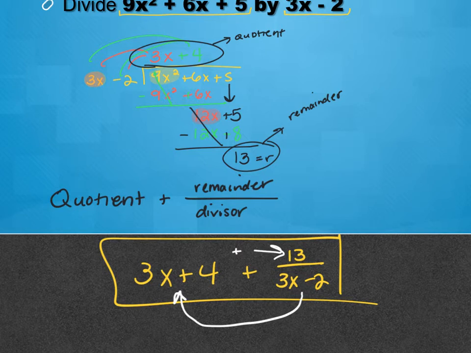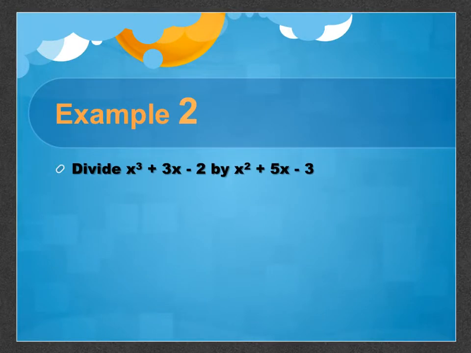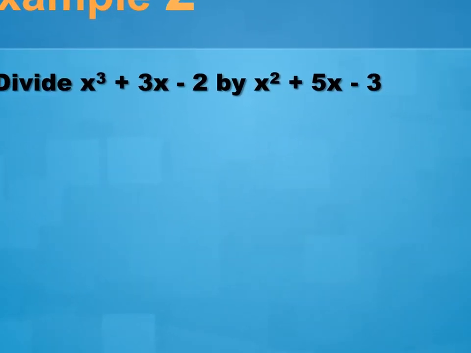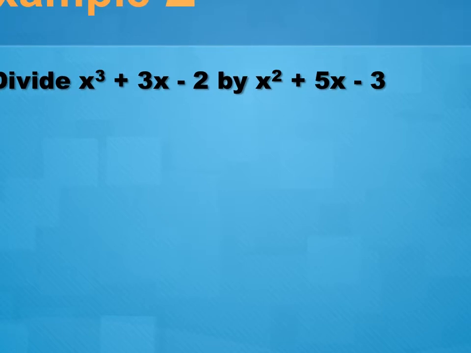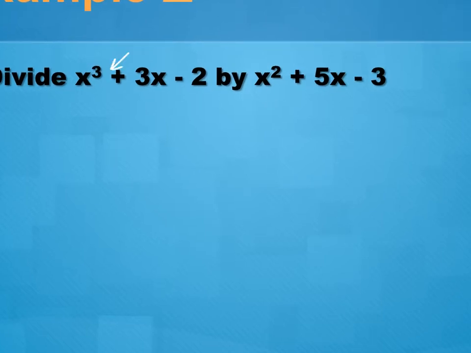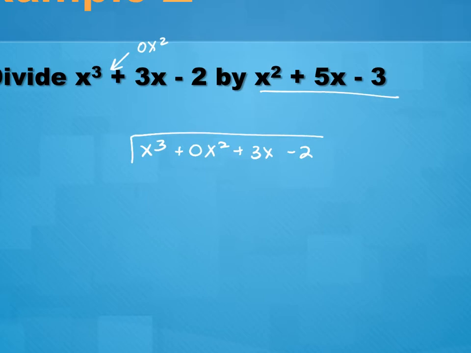Questions so far? Okay, this says x to the third plus 3x minus 2 divided by x squared plus 5x minus 3. So what's happening this time with my dividend? I skipped a term, right? I'm skipping x squared. So I'm going to add in the 0x squared. So I get x to the third plus 0x squared plus 3x minus 2 divided by, this is in decreasing degree order. There's nothing missing, so that's going to go on the outside.